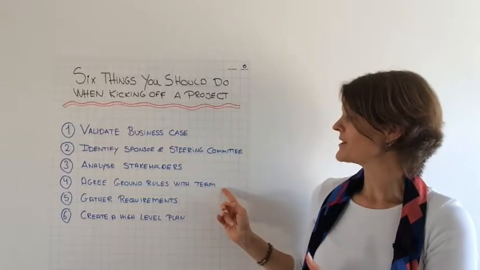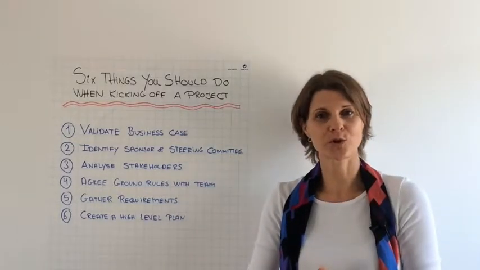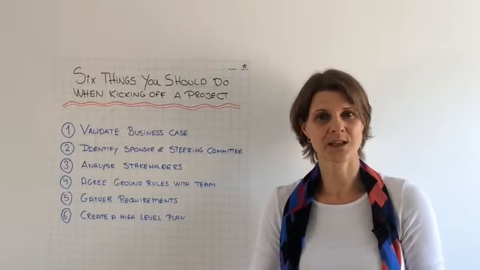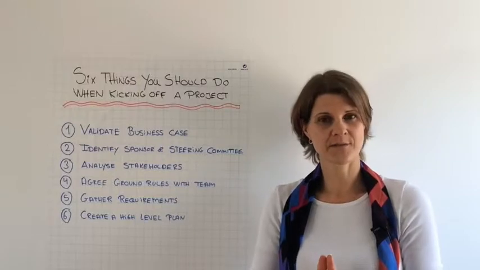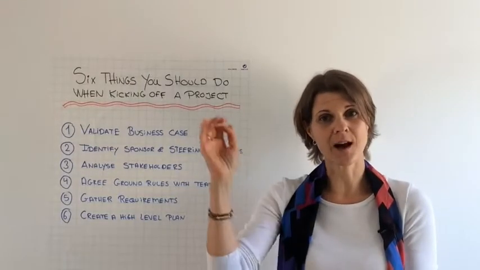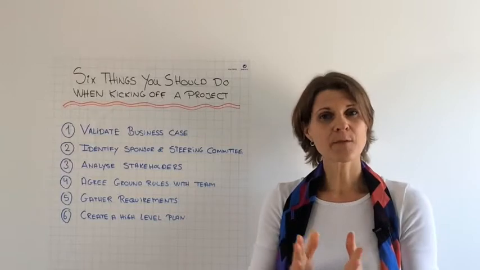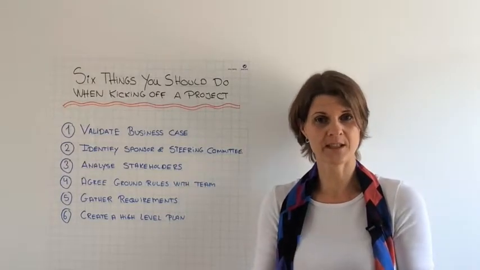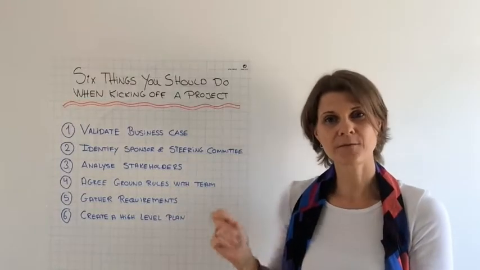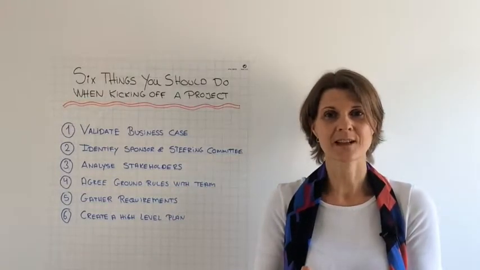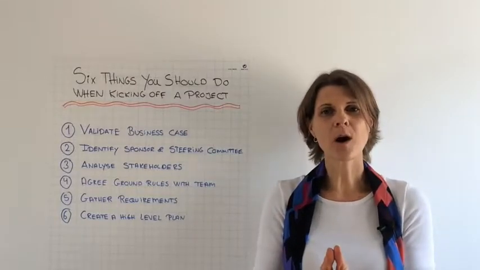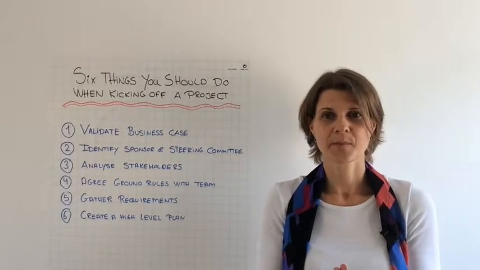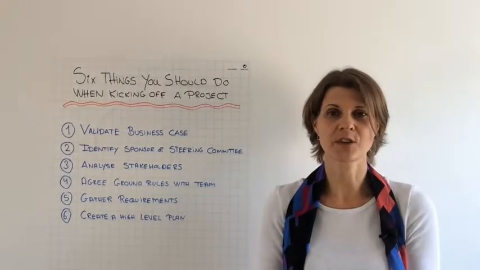The fourth item is to agree ground rules with your team. The team is the cornerstone in executing a great project. And one of the major differences between an average performing team and a high performing team is that high performing teams have a common set of ground rules, a common way of operating. So you can fast track your team to success by sitting down and agreeing, how are we going to work together? What do we expect from each other? What are the behaviors that we would like to see from each other?